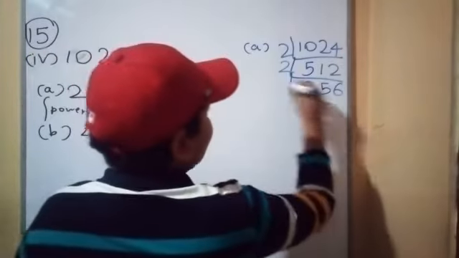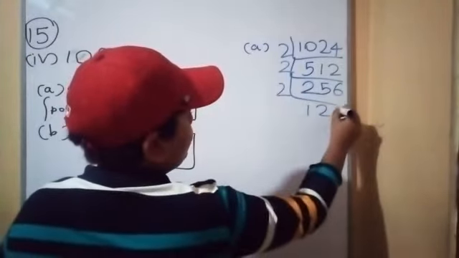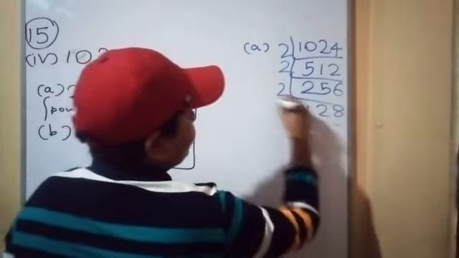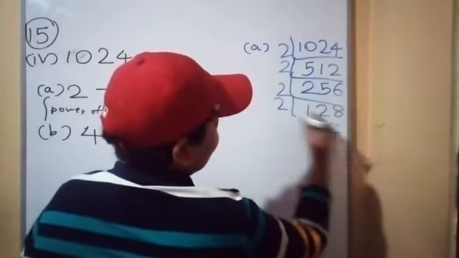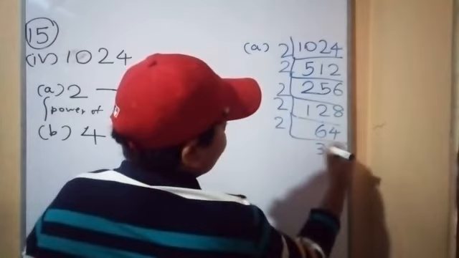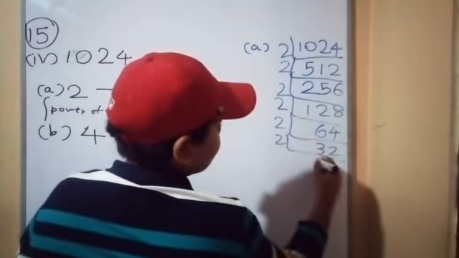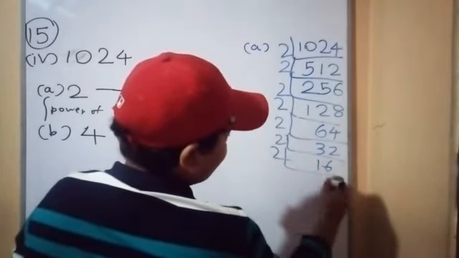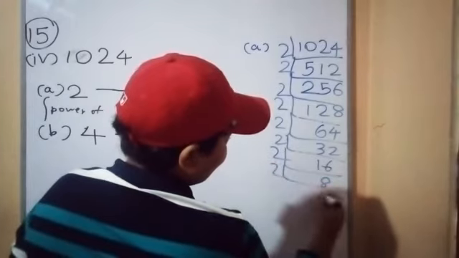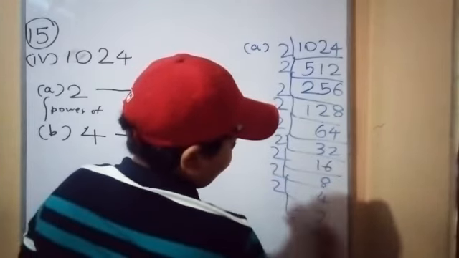256. Again by 2, we get 128, then 64, then 32, then 16. 16 divided by 2 is 8. 8 divided by 2 is 4. 4 divided by 2 is 2. 2 divided by 2 is 1.